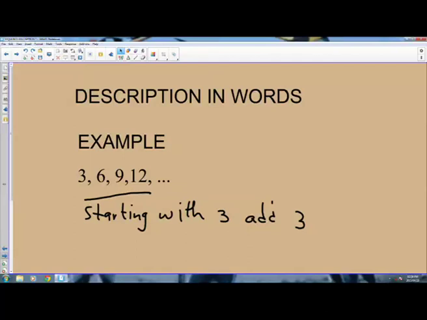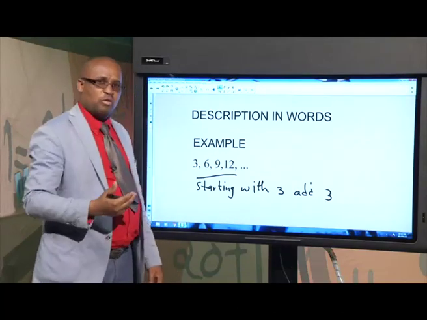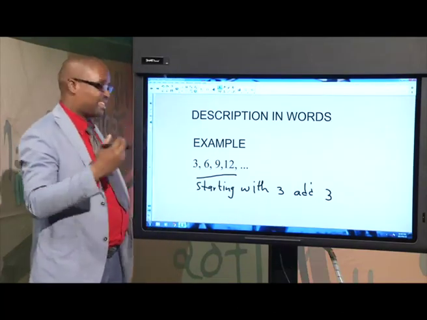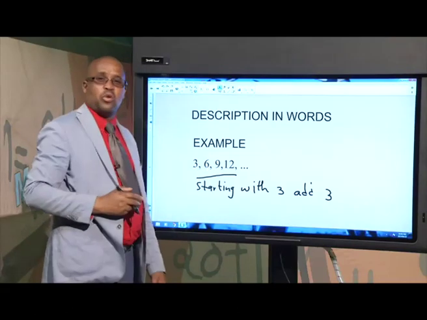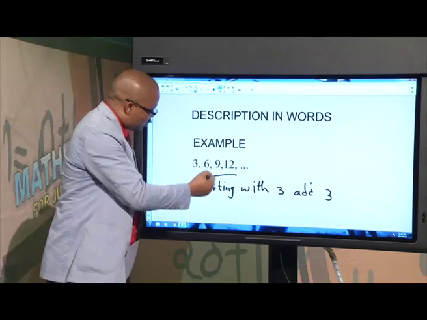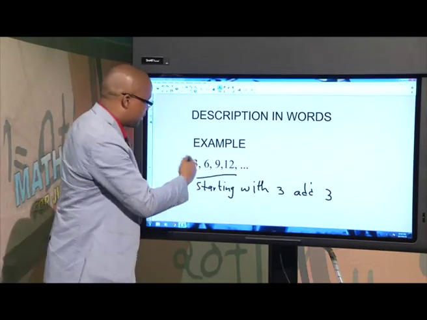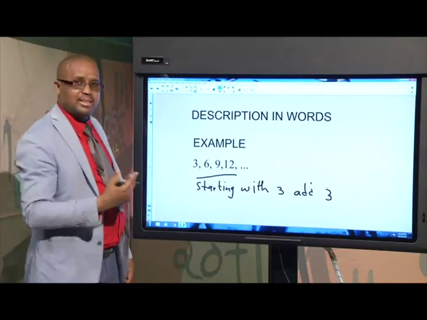It is very important that you state that you are starting with 3, because if you don't state where you are starting, then no one will know exactly where you are starting. Somebody may start at 12, but then it doesn't describe the sequence fully. So it has to state where you are starting. And then when we examine this, we can see that every time for you to get the next term, you need to add 3 to the previous term.